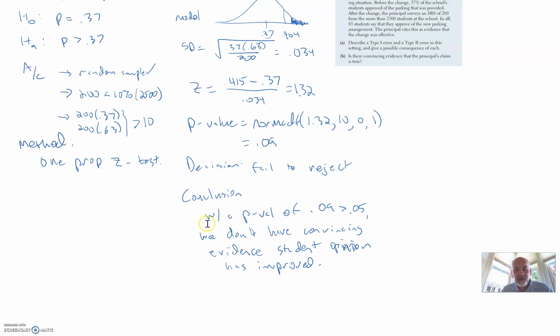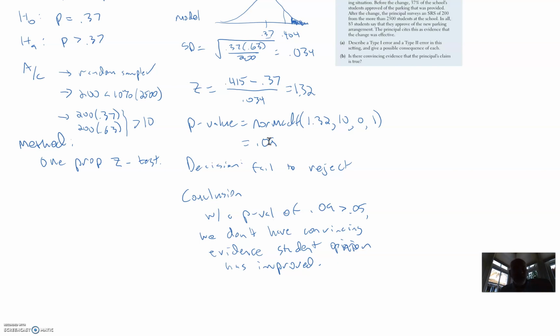And here's the conclusion. I put that part down here instead. It doesn't matter, as long as you create that linkage: why did you fail to reject the null? And I said with a p-value of 0.09, which is bigger than 0.05, we fail to reject the null. We don't have convincing enough evidence that student opinion has improved. So it's gone up, but the chance of getting results like this or even more extreme is 9%, which is kind of unusual, but it could just be random chance.